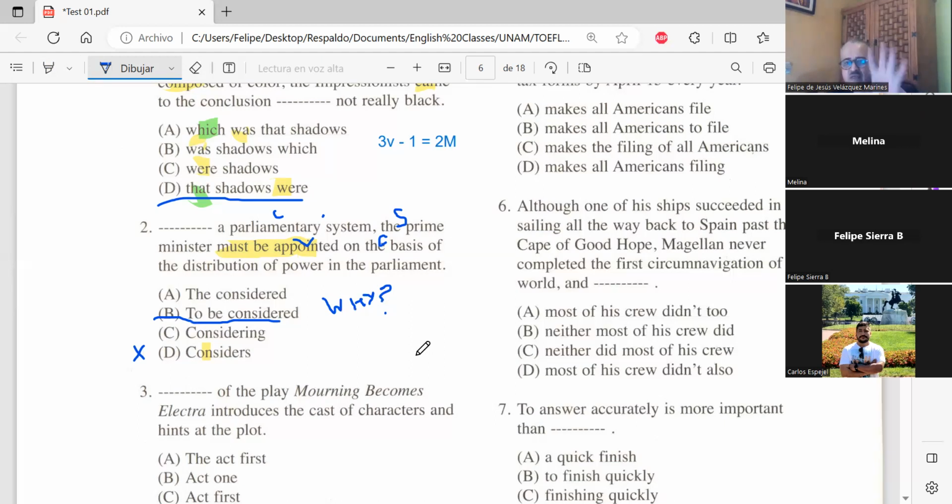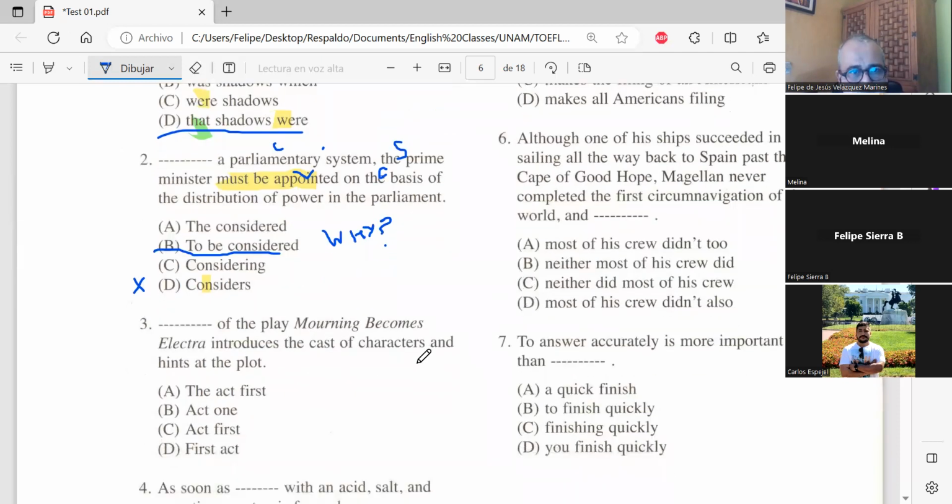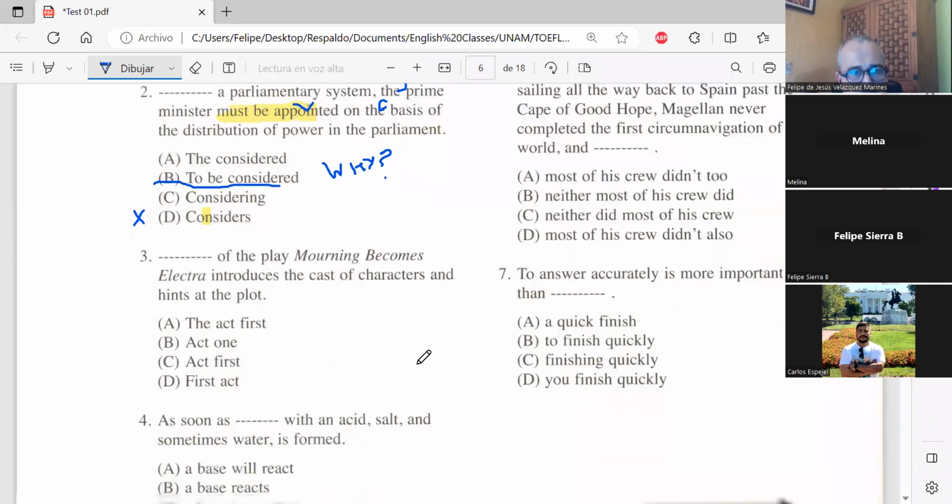Yes, I'm going to tell you that more in detail when I tell you how to teach skills, how to teach skills for grammar and for talk. Okay, so here, how many verbs do we have?